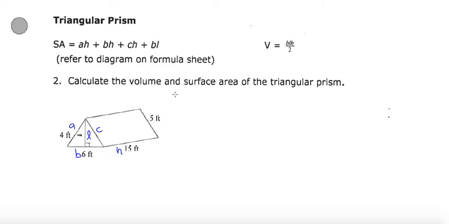So we're going to start with volume again. Volume is base times length times height, divided by 2. So the base is 6. Our length is the height of our triangle, which is 4. And the height of our prism is 15. And that's all divided by 2. 6 times 4 times 15 gives us 360.